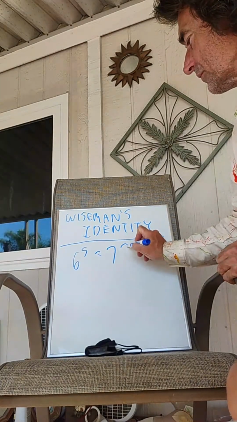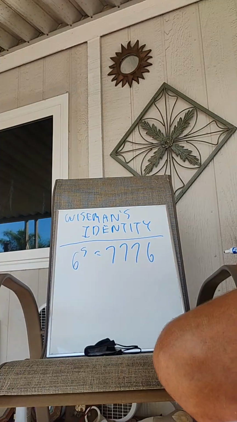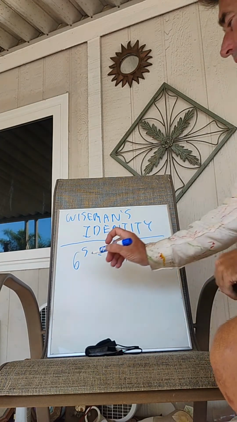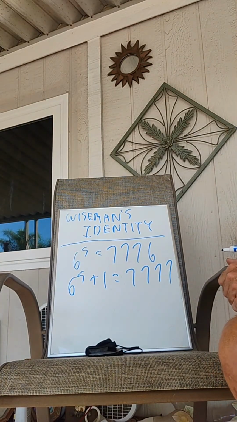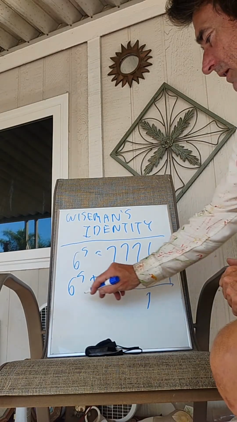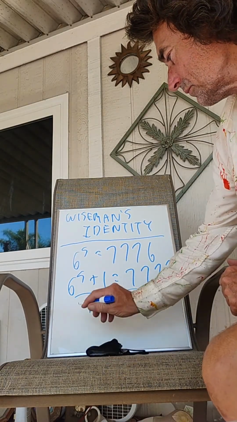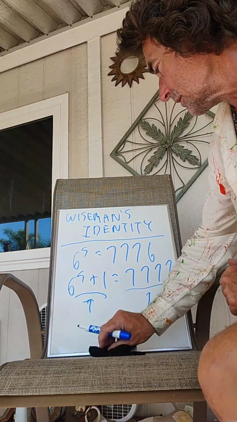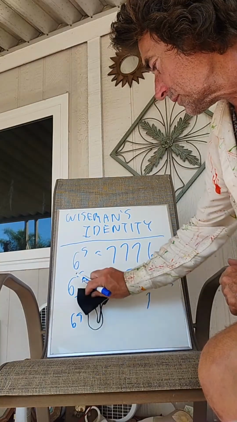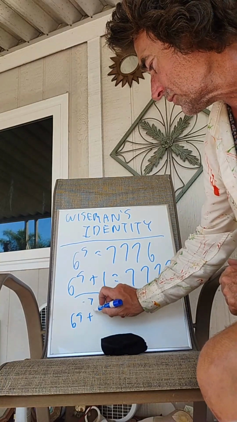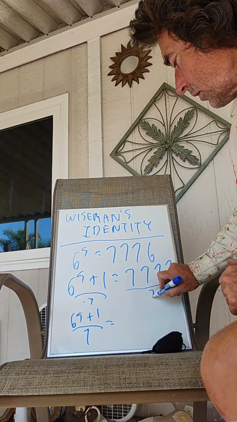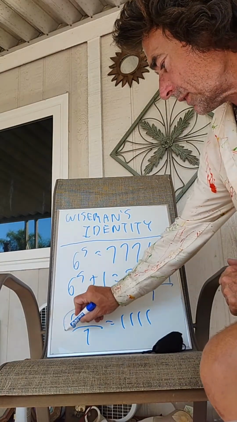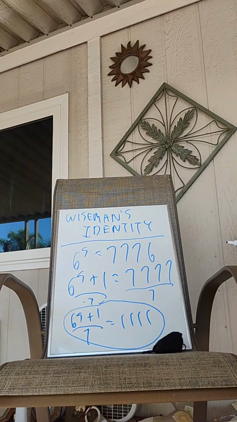So what is 6 to the 5th power? It turns out it's equal to 7776. It's almost 7777, but minus 1. So I thought, why not go 6 to the 5th power plus 1 equals 7777, which is interesting. Then why not divide this by 7 and this by 7, and I get Wiseman's identity, which is 6 to the 5th power plus 1 all over 7 equals 1,111. That's Wiseman's identity.